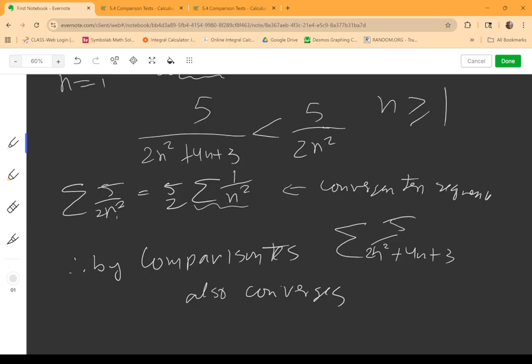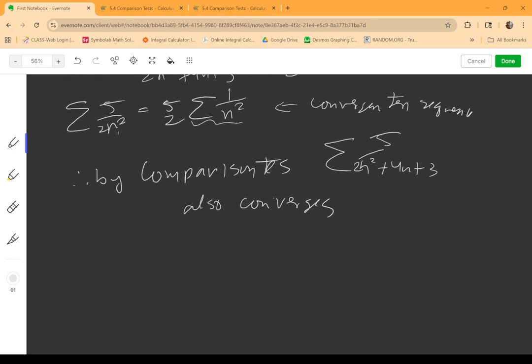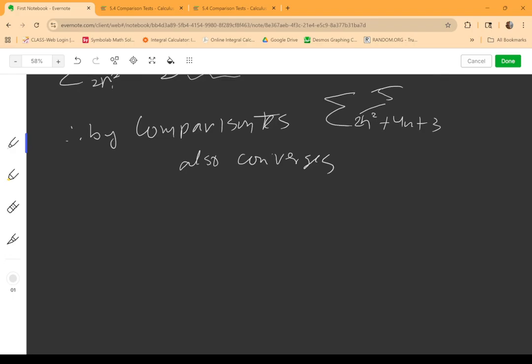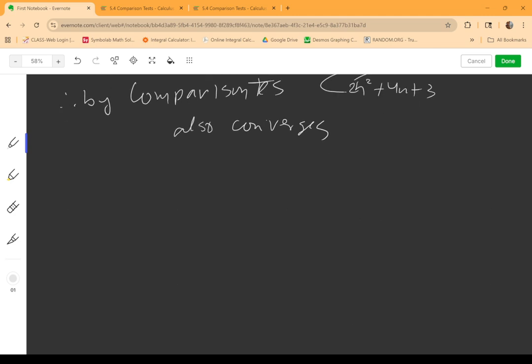And that is how we use the comparison test. Just having knowledge of the P series is going to go a long way here in determining convergence. Once you get used to manipulating these inequalities, this test is actually pretty straightforward. Now let's take a look at another example.